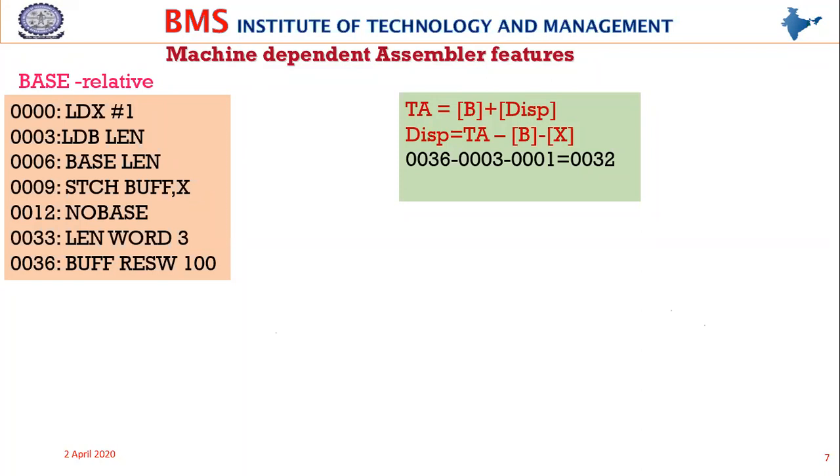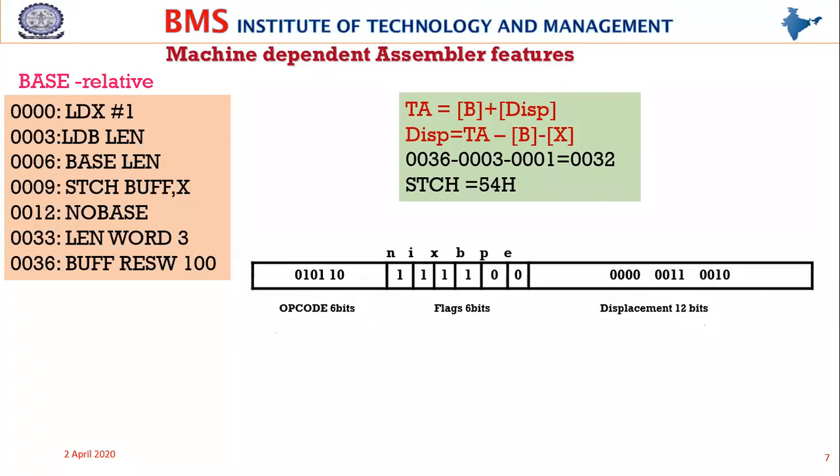As you can see in the first instruction, we have loaded X immediately with the value 1. So 0036 minus 0003 minus 0001 is going to give you 36 minus 4, that is 0032. This is the displacement you got. And we have STCH, which has opcode 54. So now we represent the opcode in 6 bits. 5 is completely represented as 0101, and 4 is represented by only 2 bits, that is 10. So this is the 6-bit opcode.